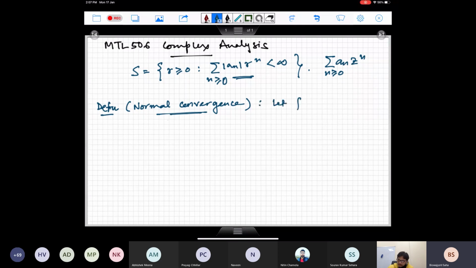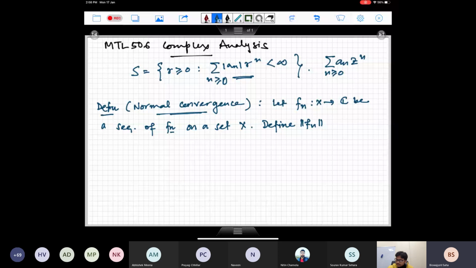Or series of functions. Let f_n from X to C be a sequence of functions. You have done sequences of functions in real analysis, right? Similar thing only. So I have a sequence of functions defined on a set X. Now I am going to define a quantity called the norm of f_n. Many of you have probably seen this; it is the sup norm: the supremum of mod f_n(x) as x varies over capital X.